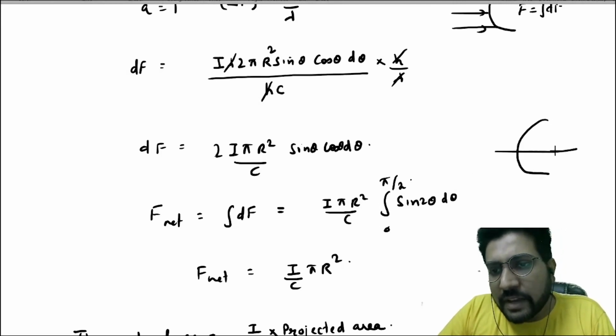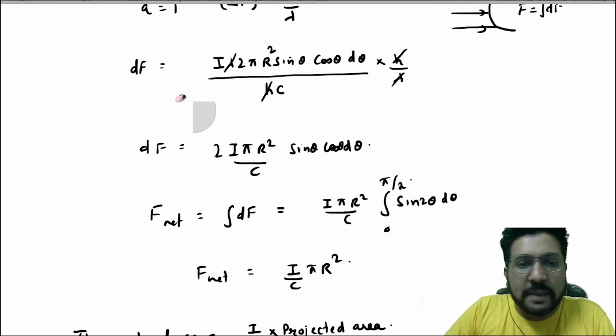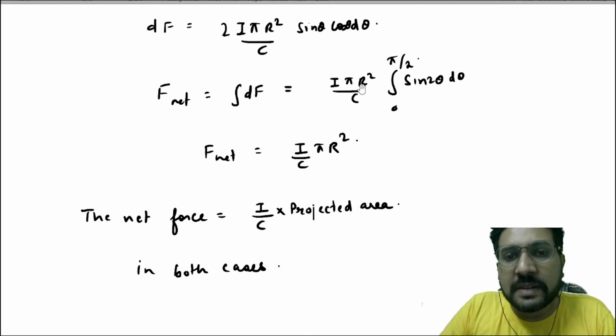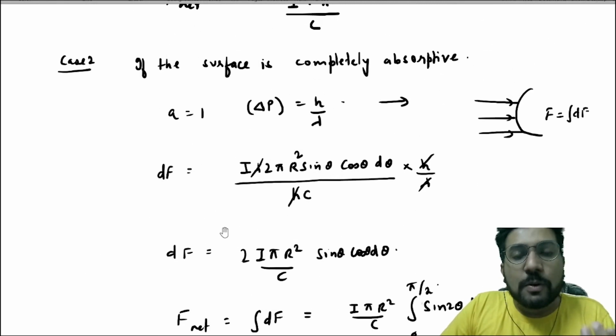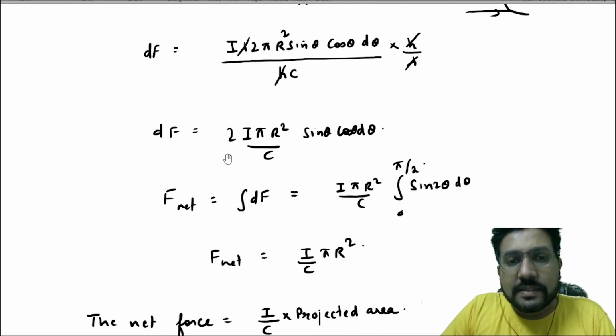Because we have to go only from this to this, we cannot go on this side because the light cannot reach this side, right? So we will integrate it from 0 to pi by 2, and you will say that the net force is equal to I by c multiplied by pi r square. So the net force actually is the same whether the surface is absorptive or reflective, in case of a spherical surface, right?